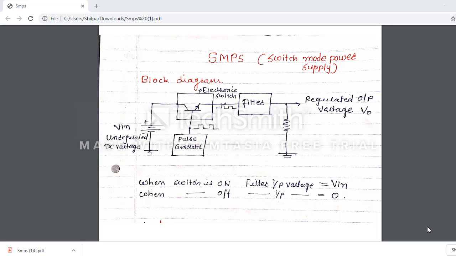Hello students, our today's topic is SMPS, that is switch mode power supply of unit 4. Okay, so first we see what is SMPS.